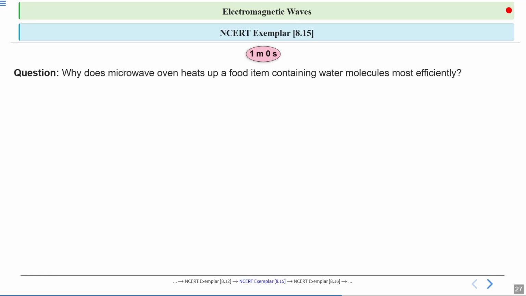Next question, why does a microwave oven heat up a food item containing water molecules most efficiently? We have discussed it in the applications or uses of microwaves. So why does a microwave oven heat up food items containing water molecules more efficiently? If it is dry food, it is not very efficient in heating the food. If the food contains more water molecules, then it is more efficient to heat up that food. So why? I will give you some time to think about it.